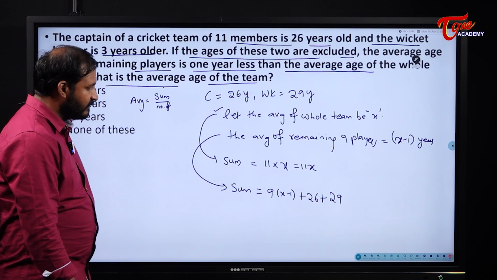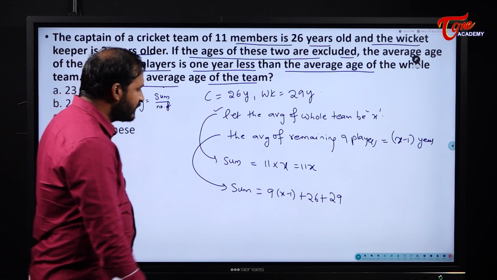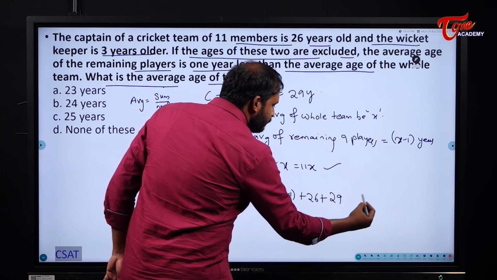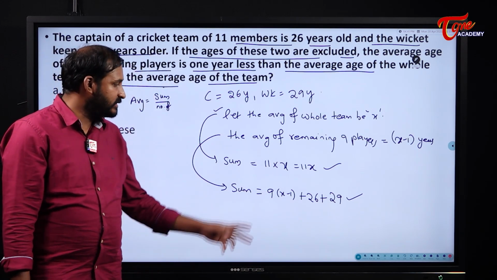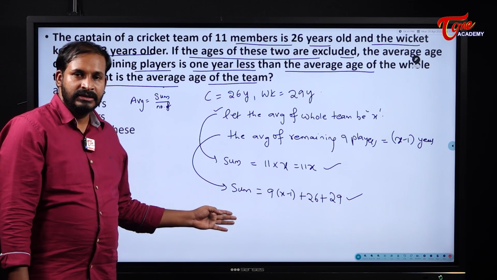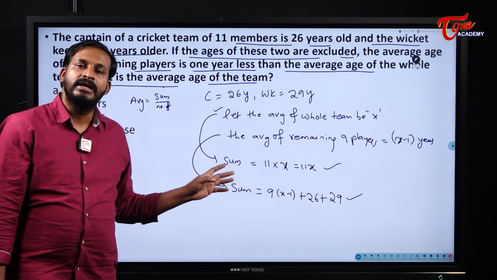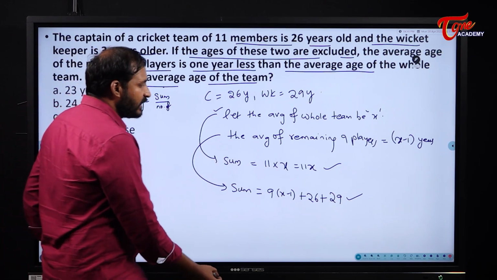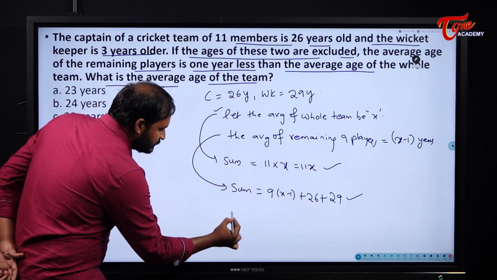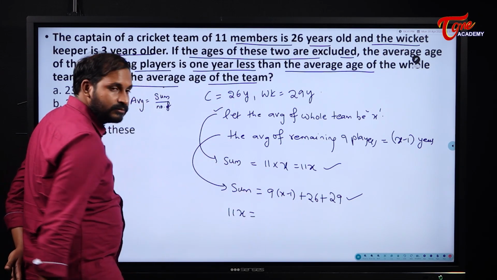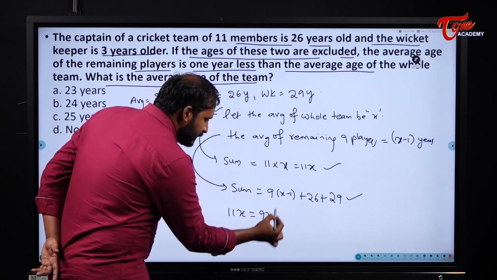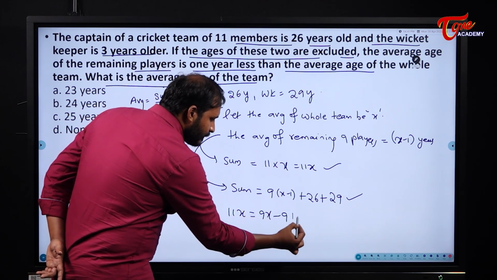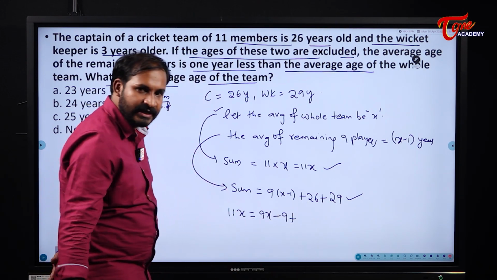Now from this observation, what can we say? The sum of these two values should be equal. Why? Because anyway it is the same team, right? So these two values should definitely be equal. From this, what can I write now? See here, students. 11x is equal to 9 into (x minus 1) plus 26 plus 29, that is 9x minus 9 plus 26 plus 29.